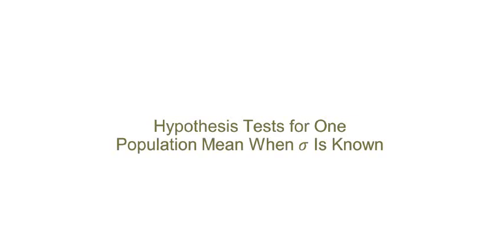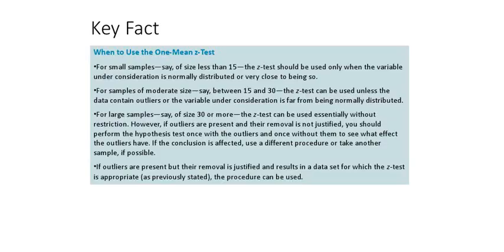All right, so let's talk about hypothesis tests for one population mean when the standard deviation of the population is known. Sort of a key fact to keep in mind here: we're going to be using a z-value, that is a normal distribution, to help us do that. When do we know when to do that?